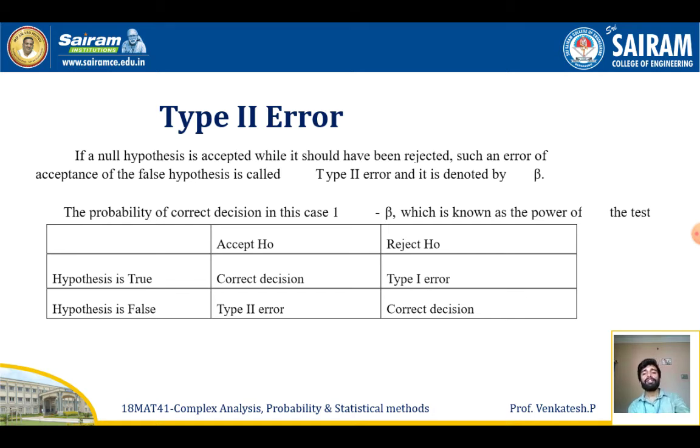This is the table to check type 1 and type 2 errors. I am taking hypothesis is true and hypothesis is false, against accepting h0 and not accepting h0. If the hypothesis is true and I accept h0, it leads to a correct decision. If the hypothesis is true but I do not accept it, it leads to type 1 error. If the hypothesis is false but I accept h0, it leads to type 2 error. If the hypothesis is false and I do not accept it, it is obviously a correct decision.